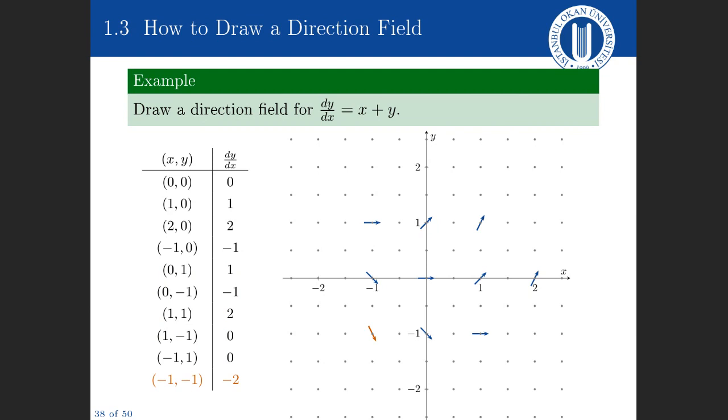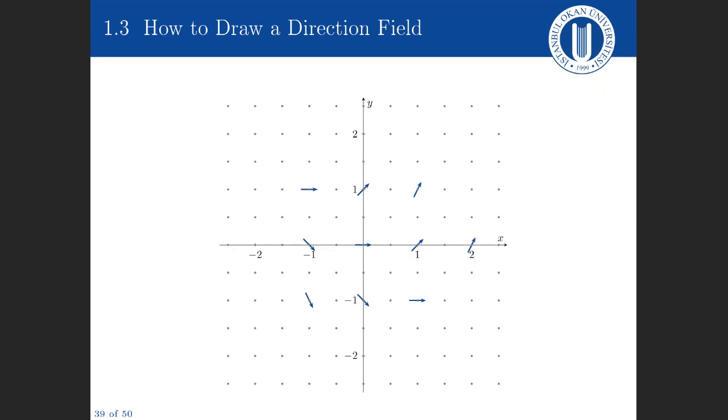Here are 10 points where I've calculated the arrow. Let me tidy this up a little bit. I want to draw 121 arrows, and so far I've drawn 10. So we still have 111 to draw. It's not necessary to calculate dy/dx at each point. Instead, after we've done the first few, we can make some guesses. We're going to look for patterns and we're going to guess.